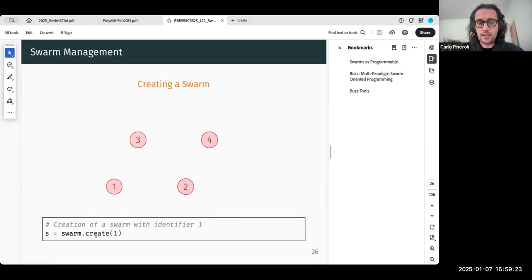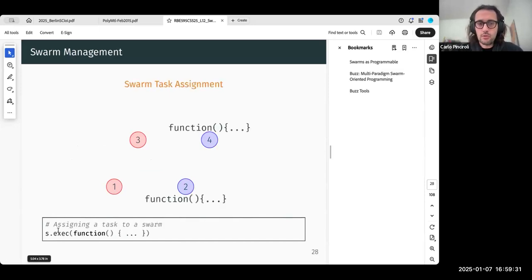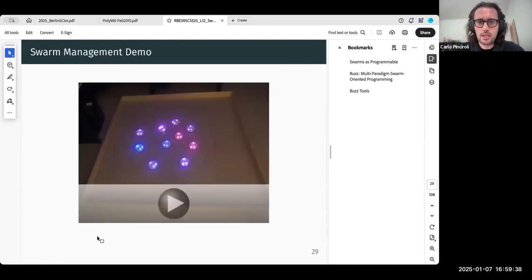You create a tag like that. You give it an ID that is unique across the robots. Then you select which robots are part of the tag with a single line of code, and then you can execute a function only for the robots that are part of that tag. And I have a lot of code examples that show how this can work.